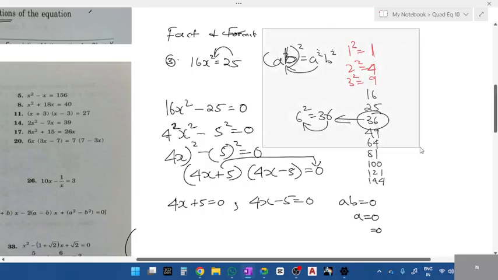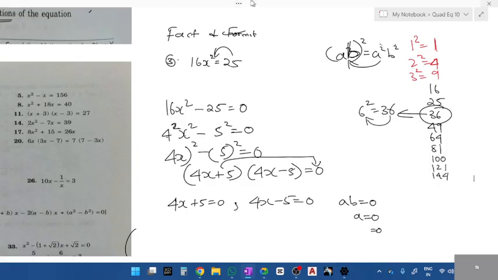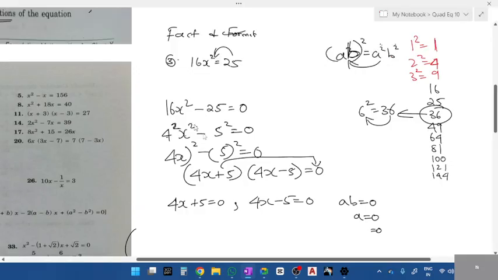So when there are two terms, use a square minus b square concept, students. When there are four terms, use grouping method. Group the values and solve it. Right hand side is not required. Right hand side calculation is not required. Just this left hand side. Try to complete this.